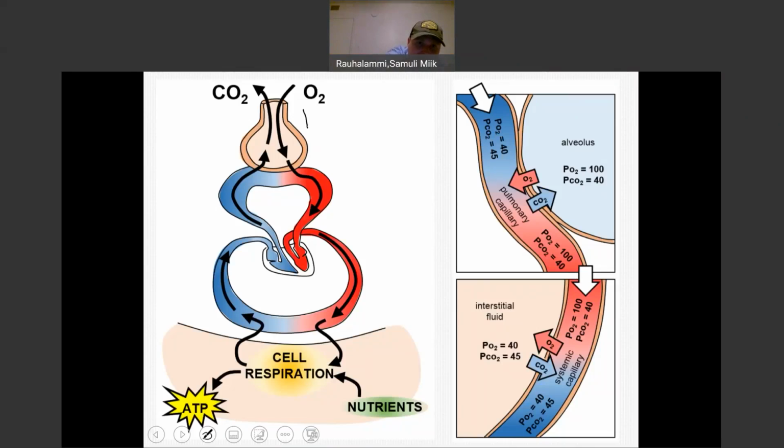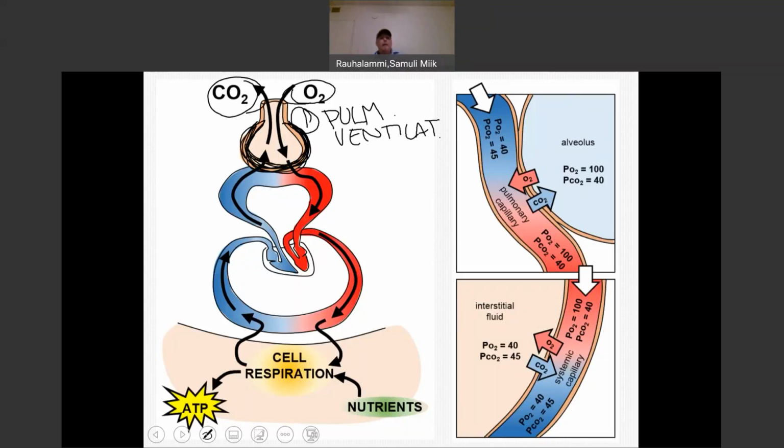So the first phase of respiration is going to be our pulmonary ventilation. And pulmonary ventilation covers the exchange of the air between the atmosphere and the lungs all the way to the level of alveoli. We're seeing one alveoli super scaled up on this diagram here.